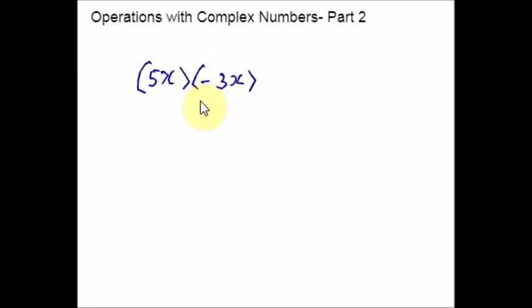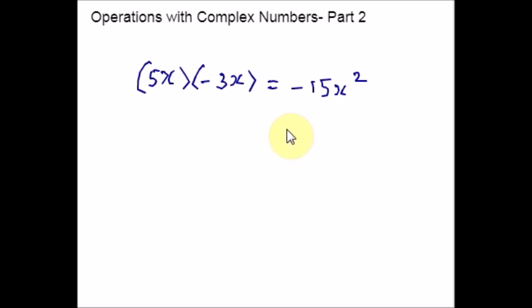Consider this expression. How would you simplify it? You can simplify by multiplying the coefficients together and then the variables together. Am I right? So 5 times negative 3 and x times x, which will give you negative 15x squared. In the same way, multiplying two imaginary, but not complex, numbers together works in a similar way. But there is an additional step.